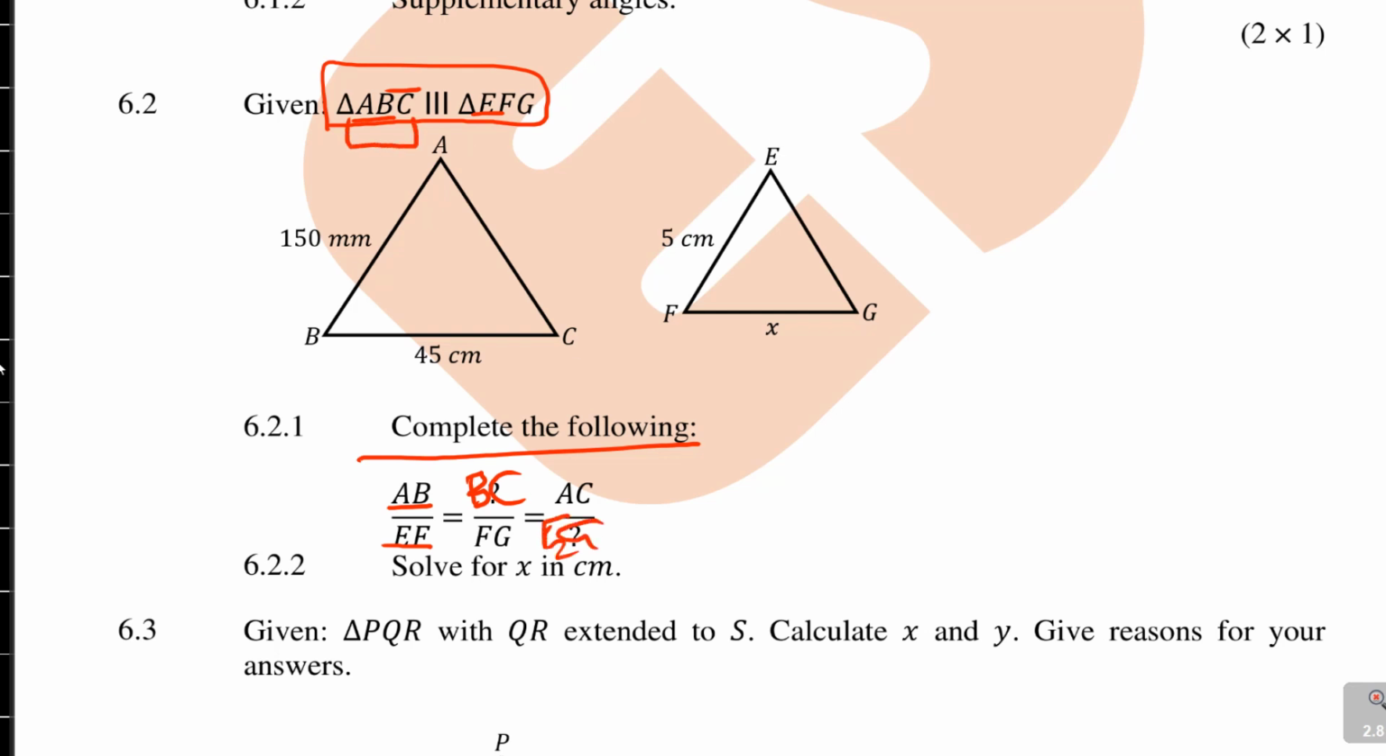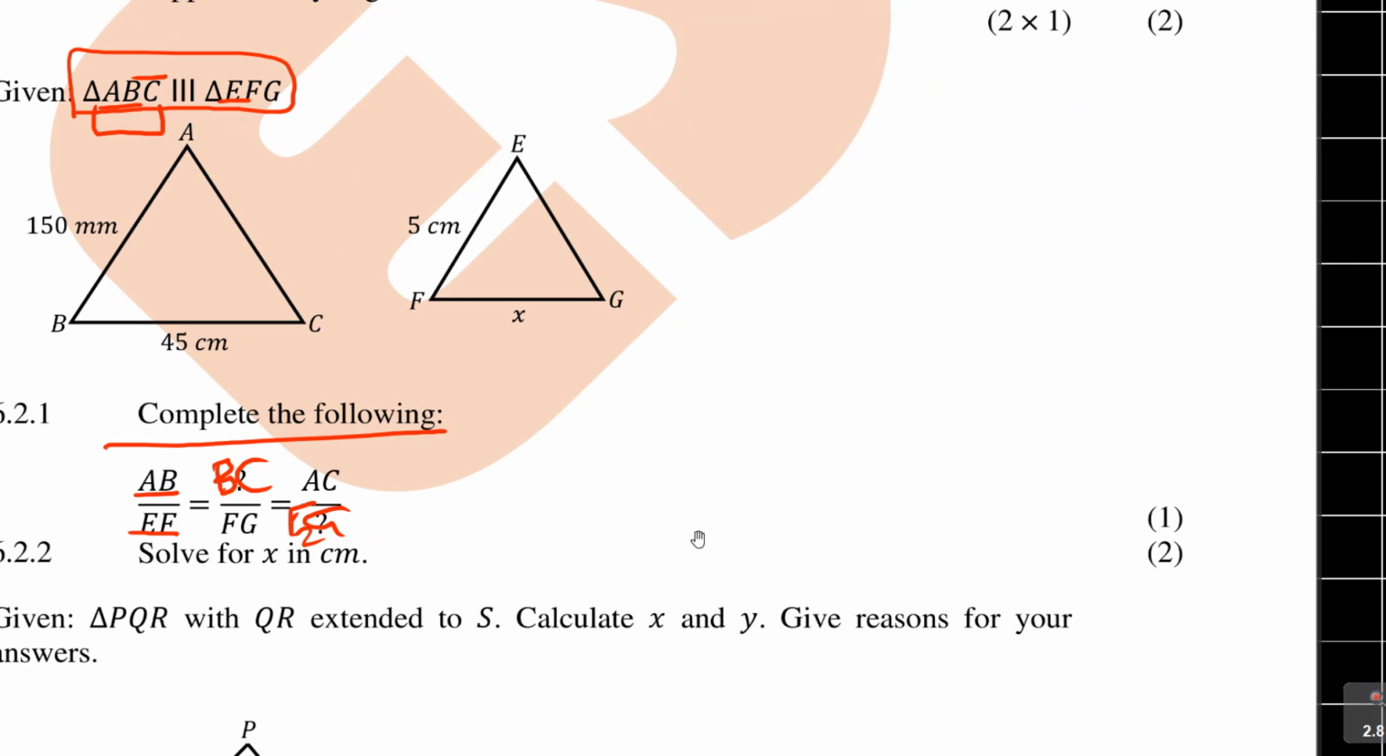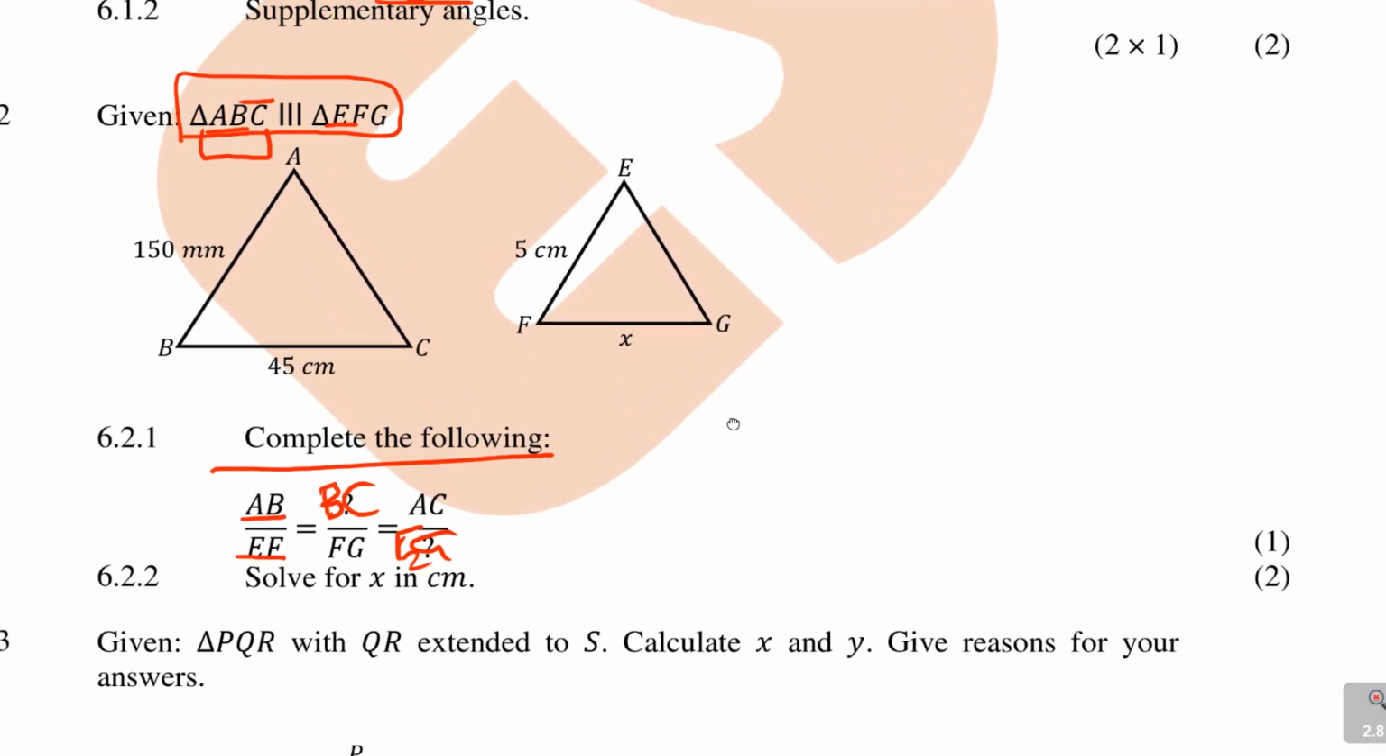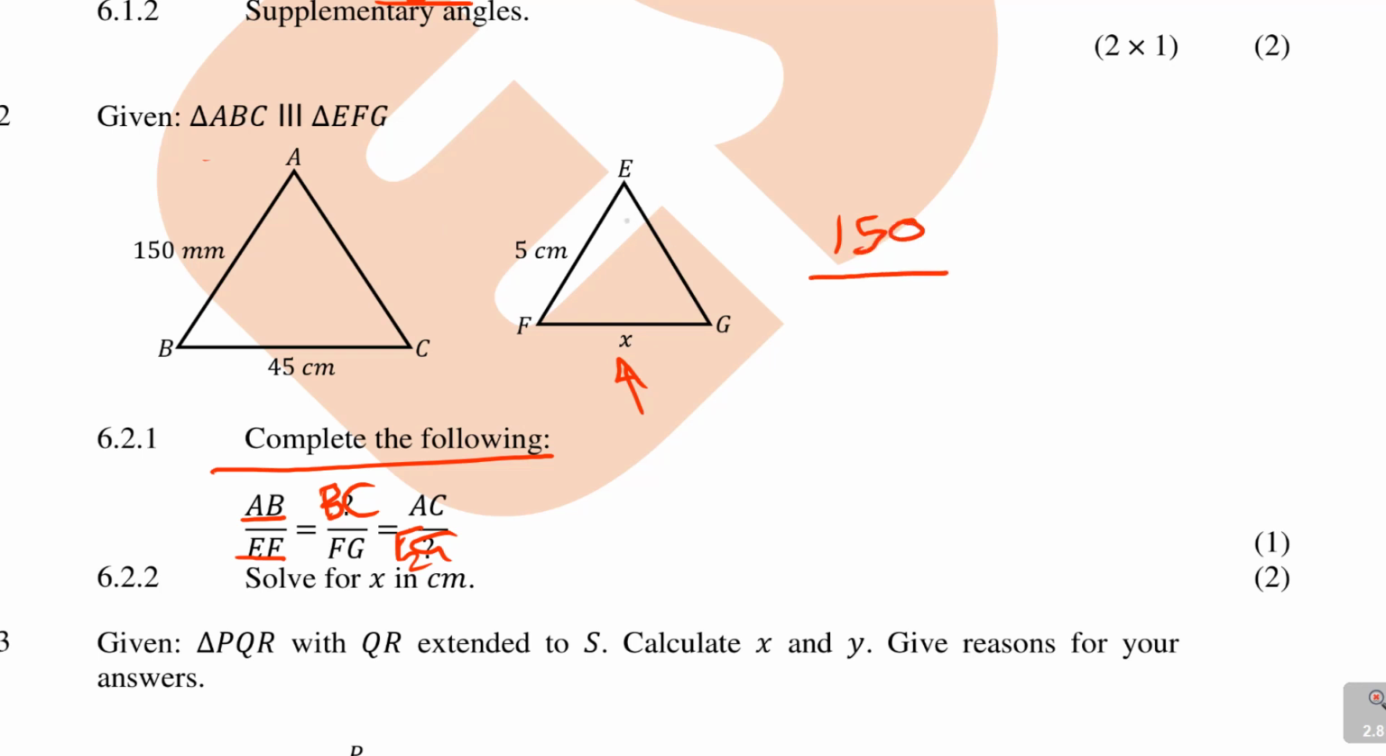You know, students mustn't struggle with this. It is 1 mark. And then solve for X. How will you solve for X now? There is X down here. So what are you going to say? Isn't it 150 over 5 and 45 over X? So AB, which is 150, over EF, which is 5, is equal to 45 over BC. You said BC, which is 45, over FG, which is X.